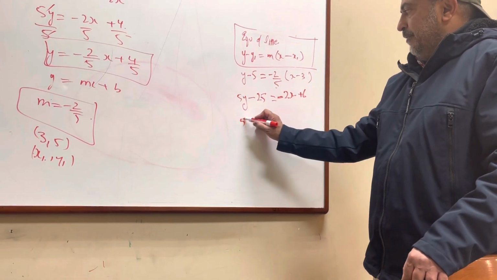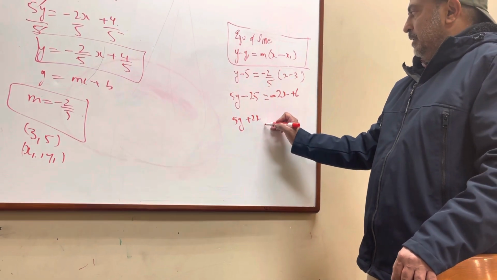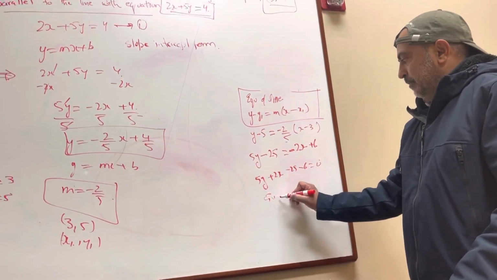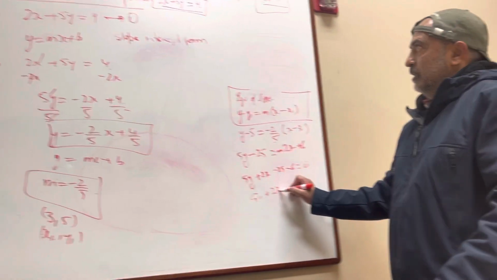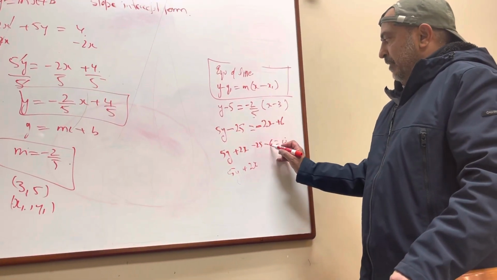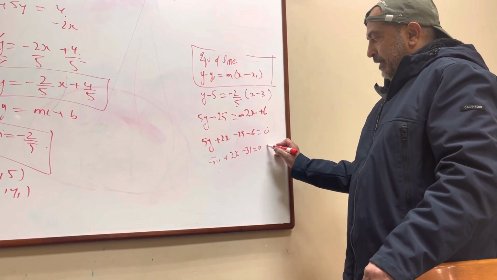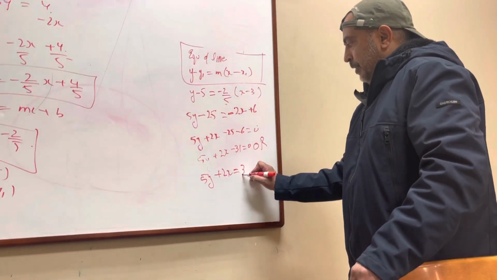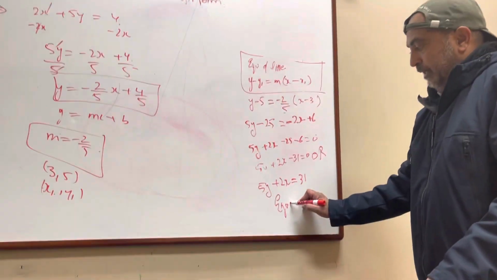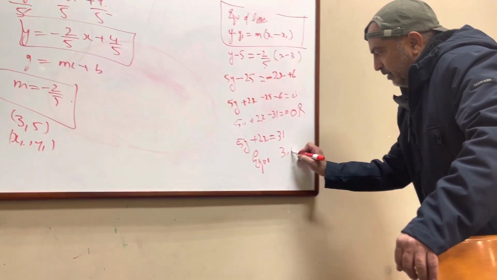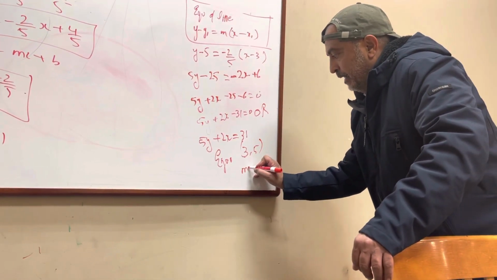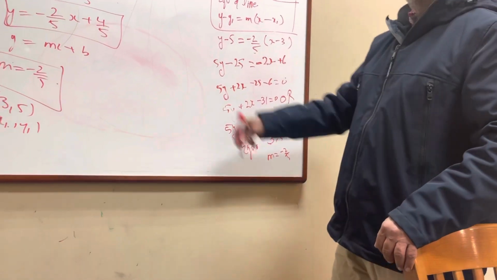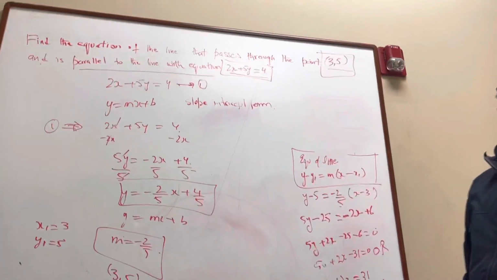And then you can write 5y plus 2x minus 25 minus 6 equal to 0. 5y plus 2x minus 25 minus 6 will be minus 31 is equal to 0. Either you can write like this, or you can write 5y plus 2x is equal to 31. So this is the equation of a line which passes through the point (3, 5) and whose slope is minus 2 upon 5, or whose slope is parallel to the line with the given equation.